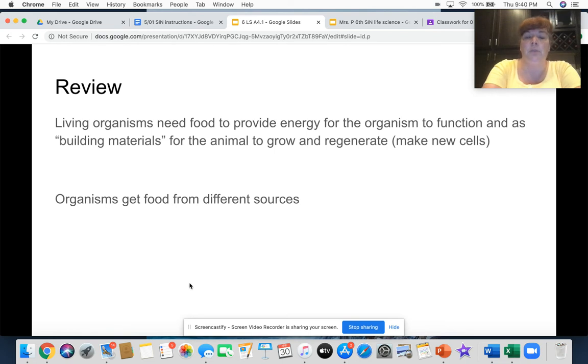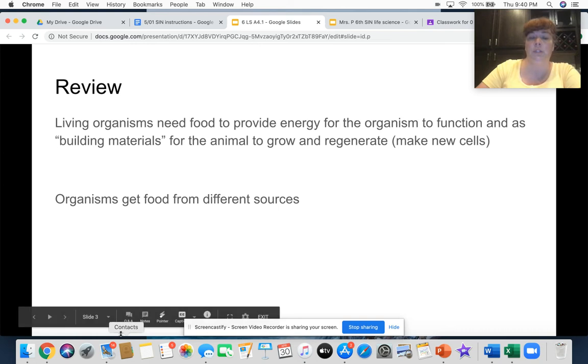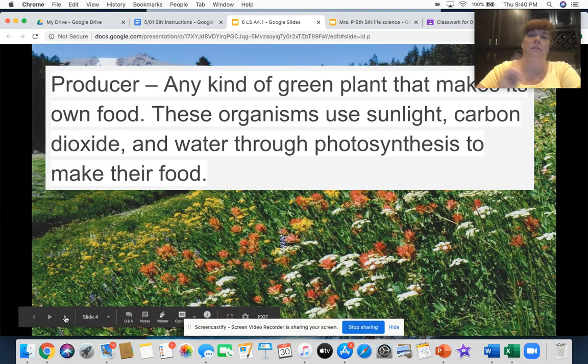And then our concept we're going to be working on today is that organisms get food from different sources, in different ways. This is going to lead us into food chains and food webs in our next lesson. So we're going to talk about 3 kinds of organisms in a food chain or a food web.